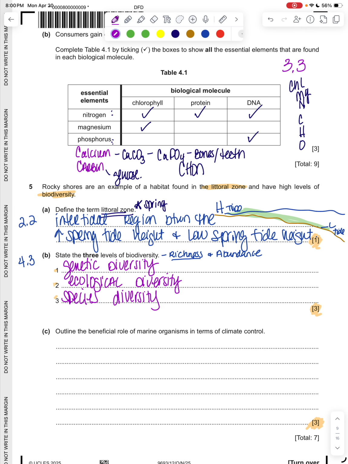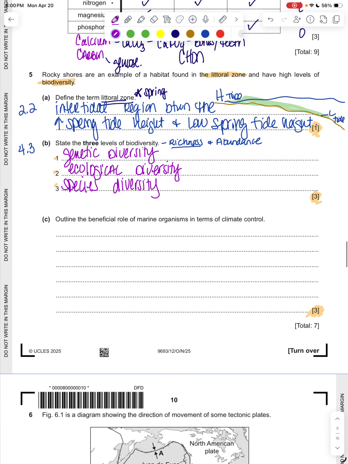All right. Marine organisms in terms of climate control. So we've talked about climate control with a lot of our producers. Phytoplankton, macroalgae or kelp, seagrasses, their climate control.